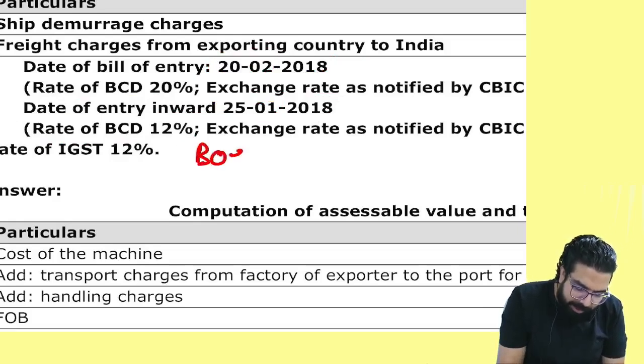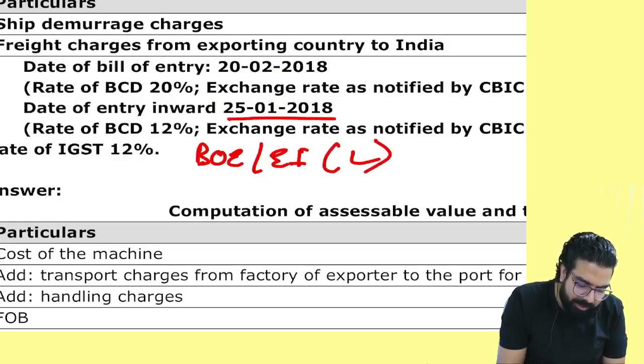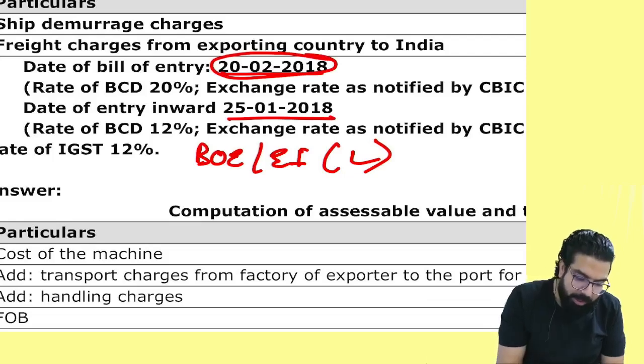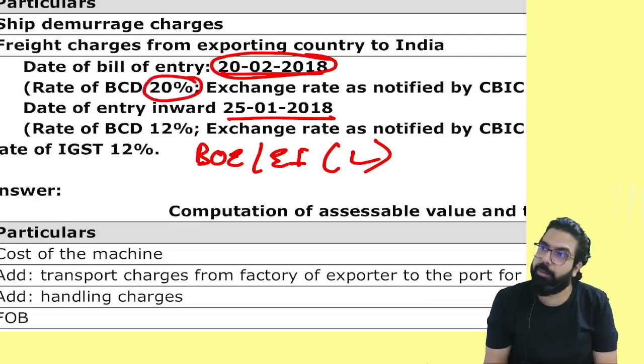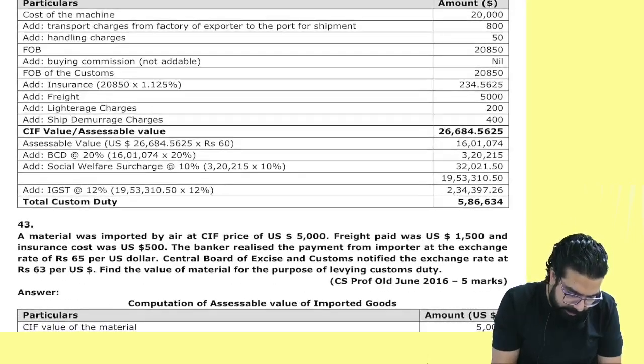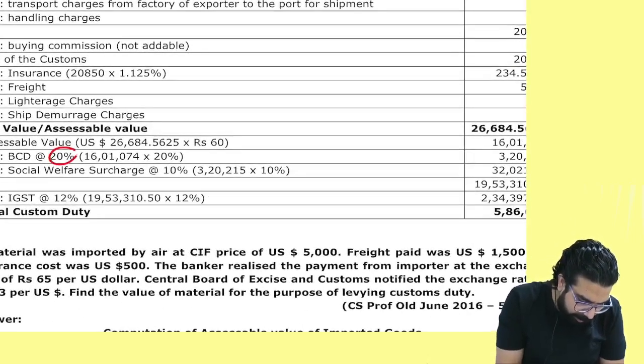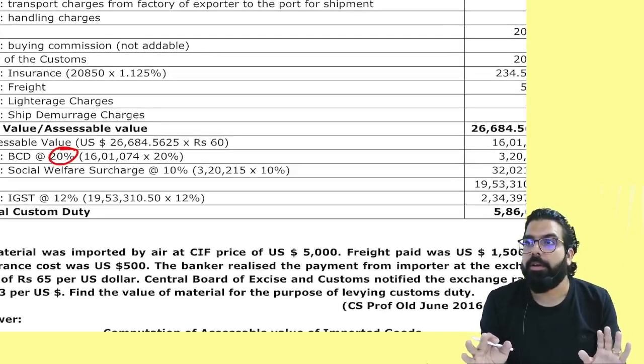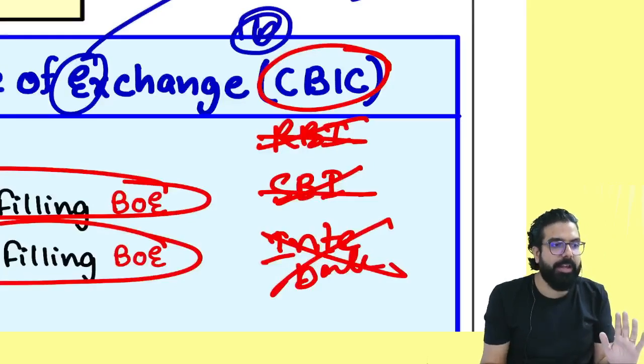Remember, bill of entry or entry inward, whichever is later. Which is later? This is later. So tell me, on this date, what is the rate? 20%? See, they have taken 20% here. Clear? I hope you don't make mistakes in the exam.